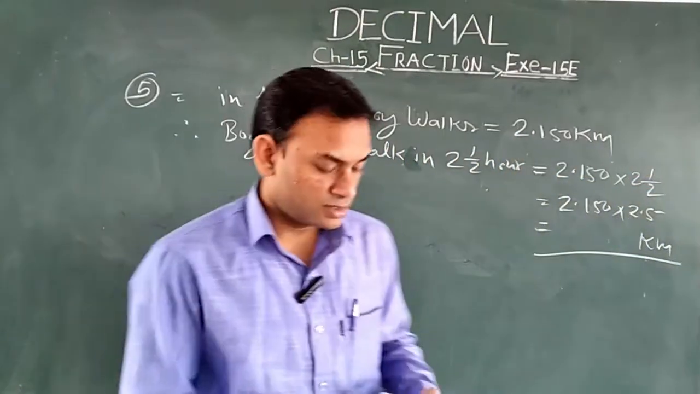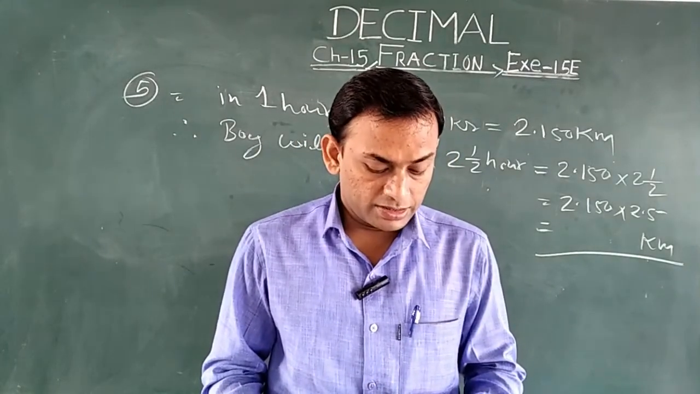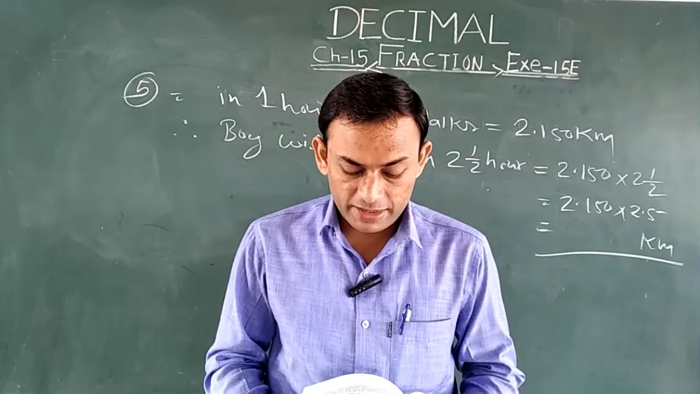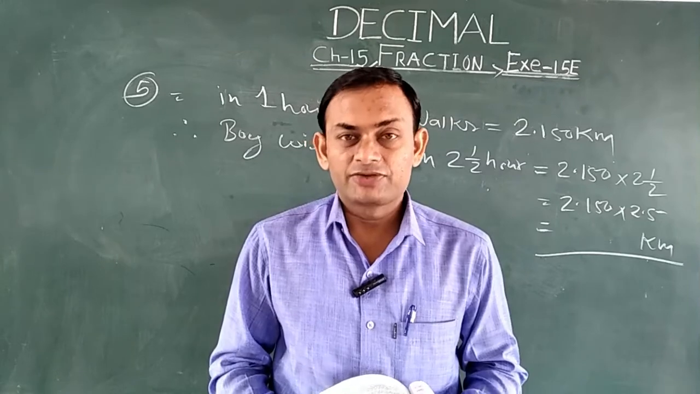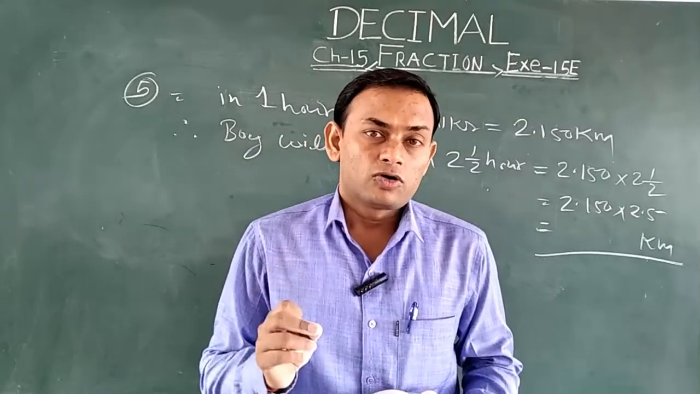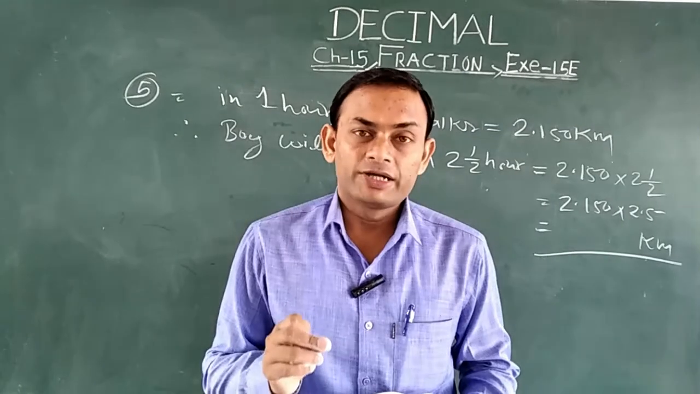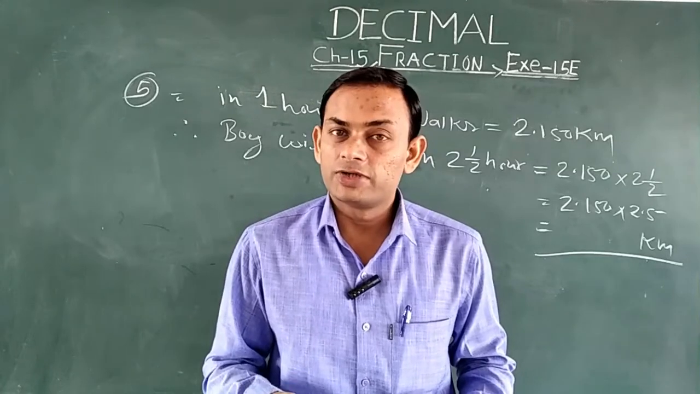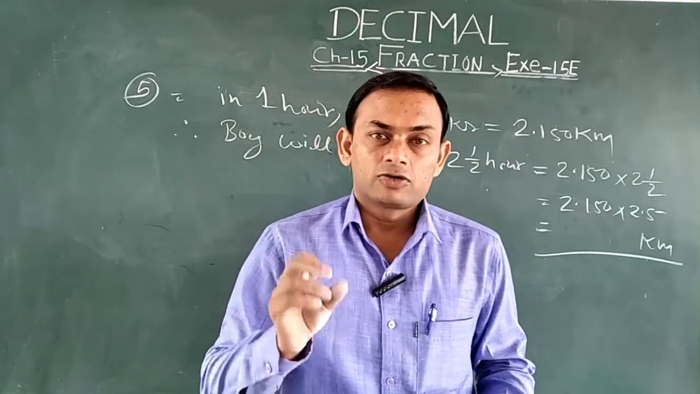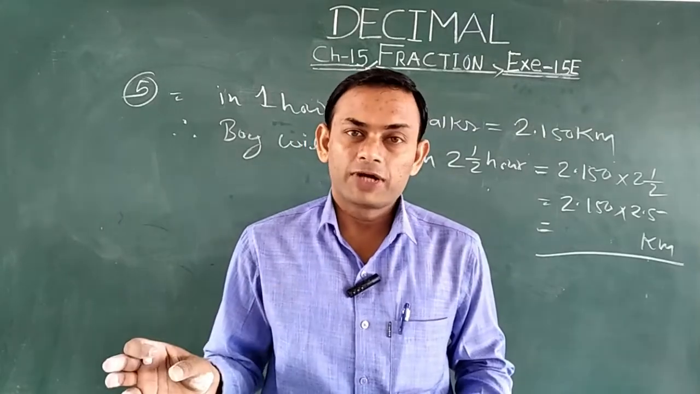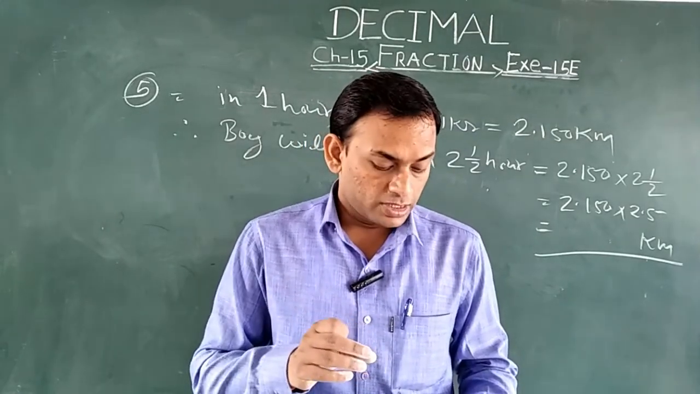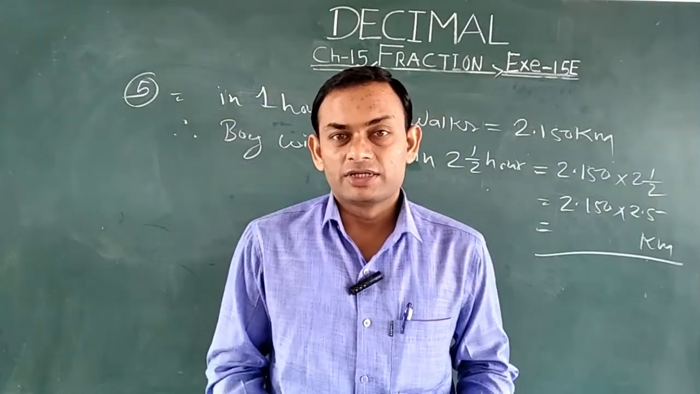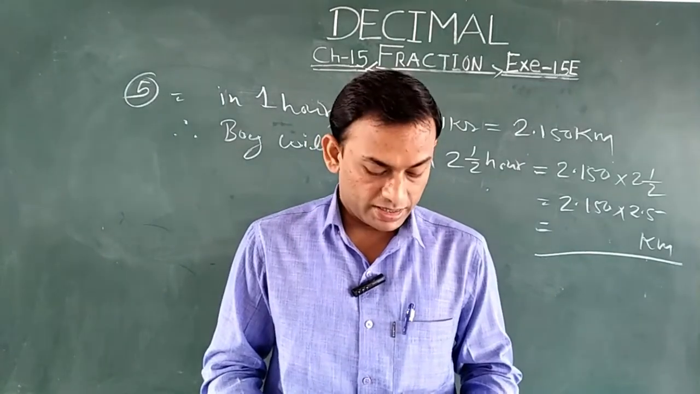Now the next question. 83 notebooks are sold at 15.25 rupees each. Find the total money obtained by selling these notebooks. It means the cost of one notebook is 15.25 rupees and you have to tell the cost of such 83 notebooks. So you will just multiply. The cost of one notebook is 15.25 rupees, therefore the cost of 83 such books will be 15.25 into 83. When you multiply, you will get the answer.